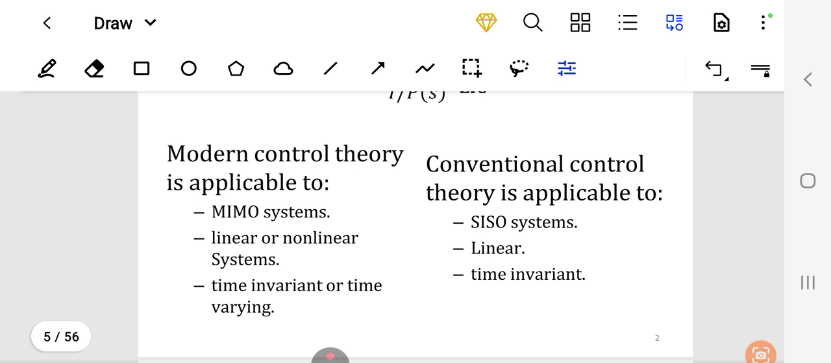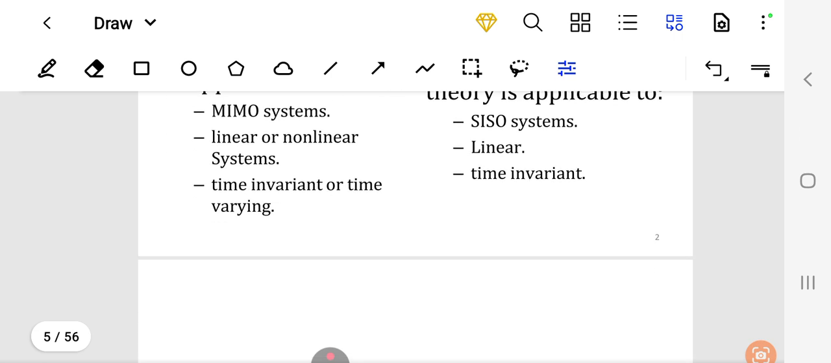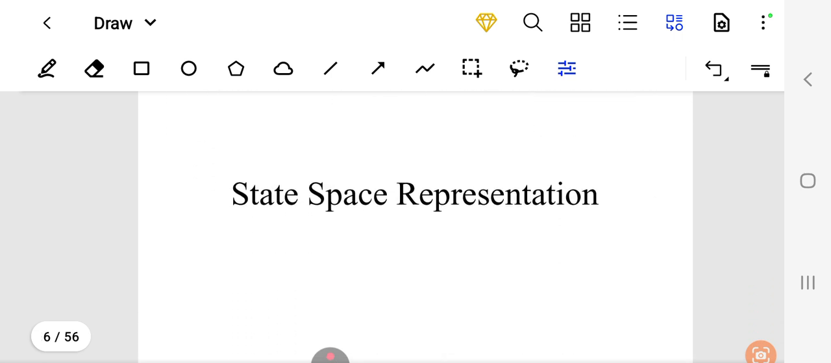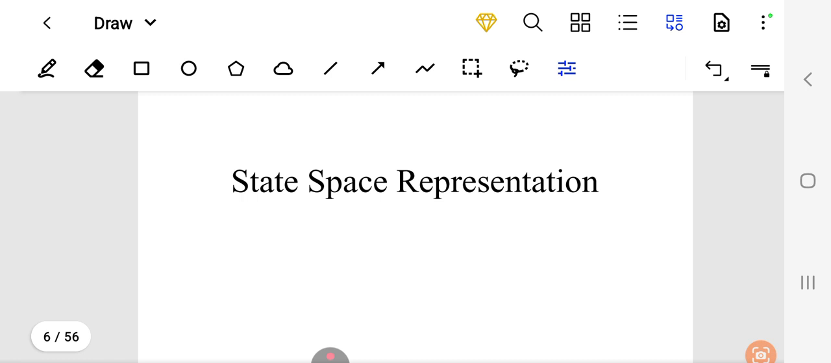For the modern control theory, which is applicable to multi-input, multi-output systems, linear or non-linear systems, time variant or time invariant, which is more general than the conventional control theory. Now we will see the state space representation of the system.